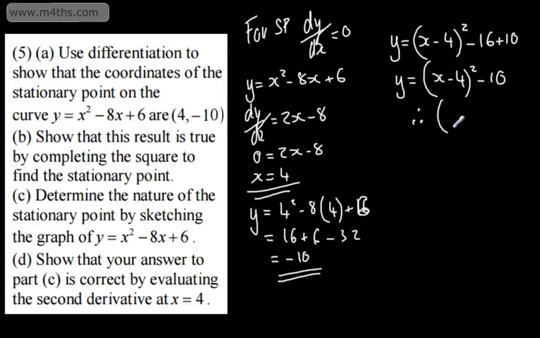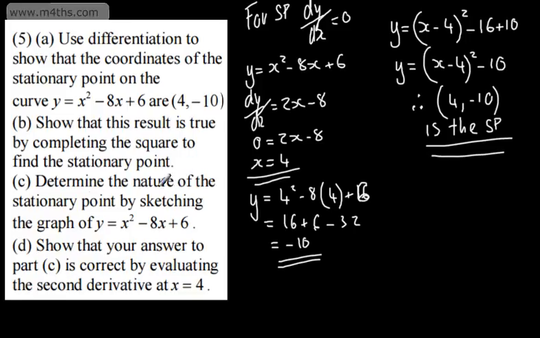Therefore, we can say now that (4, -10) is stationary, so is the SP. So that's an alternative, and you might say, well, it's easier to complete the square with a quadratic. Perfectly fine, up to you. Can't do it with a cubic function, and certainly wouldn't want to try and do anything with a cubic function and another polynomial.